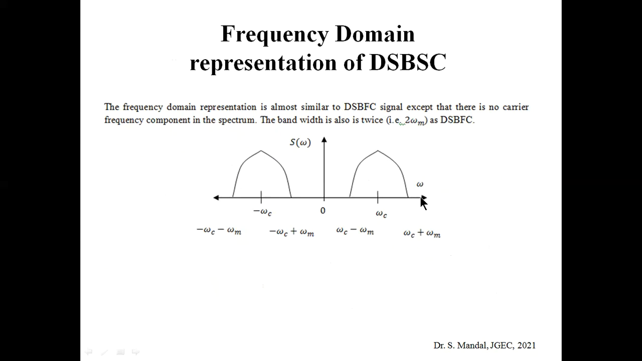So this is the corresponding representation of the DSBSC, where you can see that there is no carrier component located at omega c or minus omega c. That means here the carrier is suppressed. And here the bandwidth requirement is 2 omega m, same as DSBFC, but the only difference is there is no frequency impulse at omega c or minus omega c. So that is the spectrum of S(omega). Okay, clear? I think everything is quite clear now.